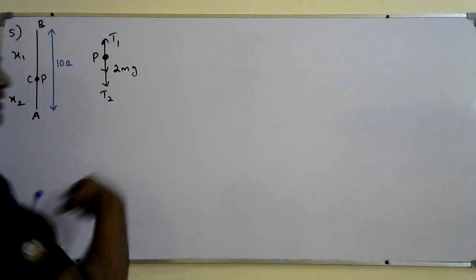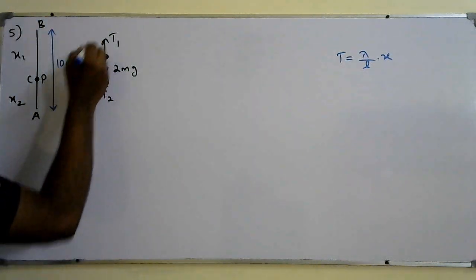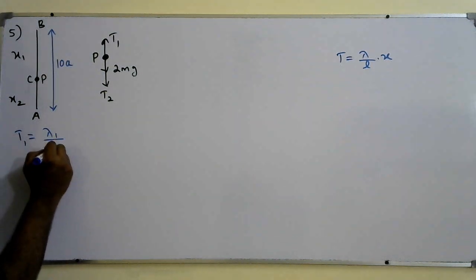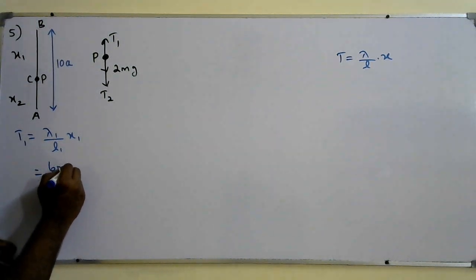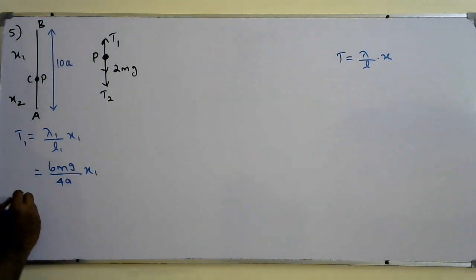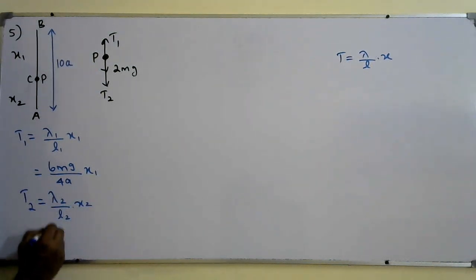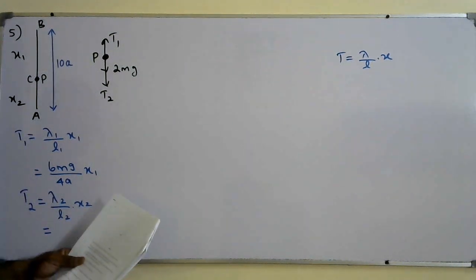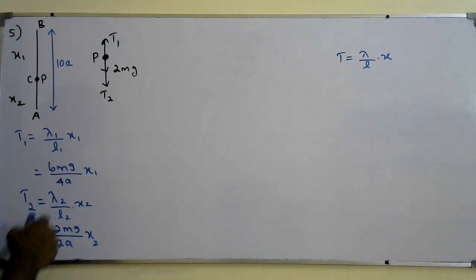So T equals lambda over L into x. That's the equation we normally use. So T1, which is in the upward direction, is going to be lambda 1 over L1 into x1. Lambda 1 is given, that is the string attached from B to P, the modulus of elasticity, 6 mg. L1 is given as 4a, x1. In the same way, T2 is equal to lambda 2 over L2 into x2, where x2 is the extension of this one. Lambda 2 is given as 2 mg over L2, which is given as 2a, x2. So that will be mg over a, x2. The 2 and 2 get cancelled.